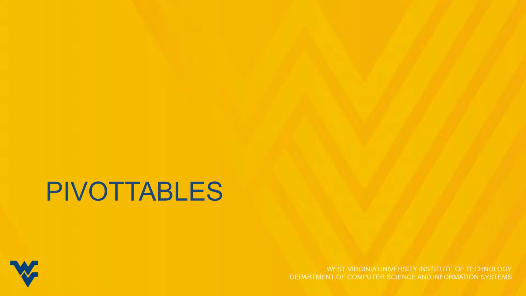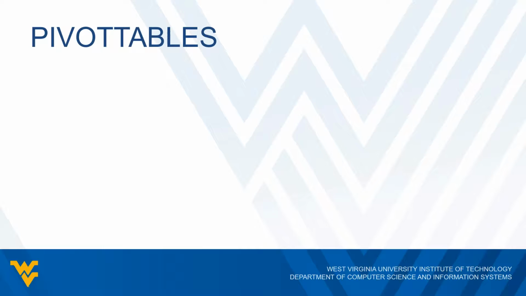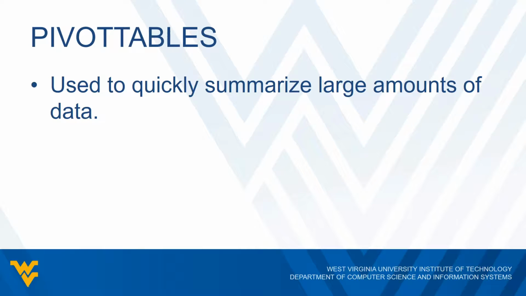We'll now discuss how we can create and use pivot tables. A pivot table is used to quickly summarize large amounts of data. So it's a little different than a normal table because it's a bit more dynamic. We can arrange what our columns are, we can arrange what our rows are, we can actually compute different types of aggregate functions such as the sum or the average.